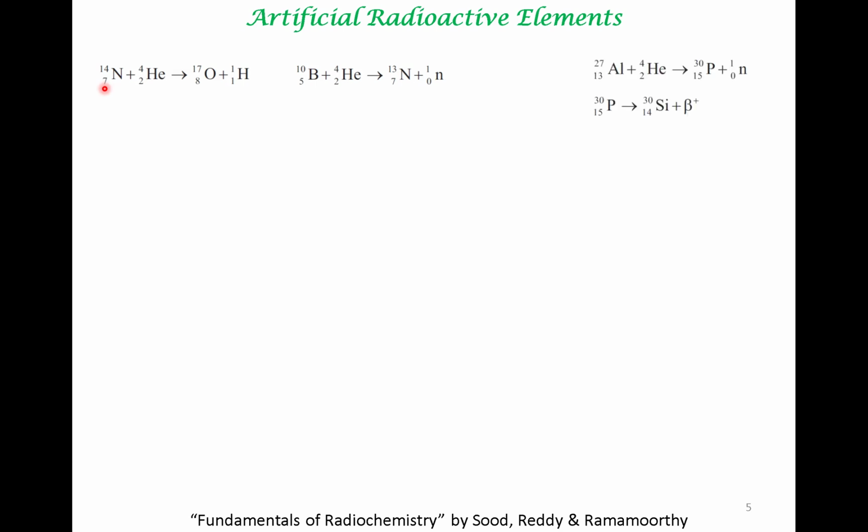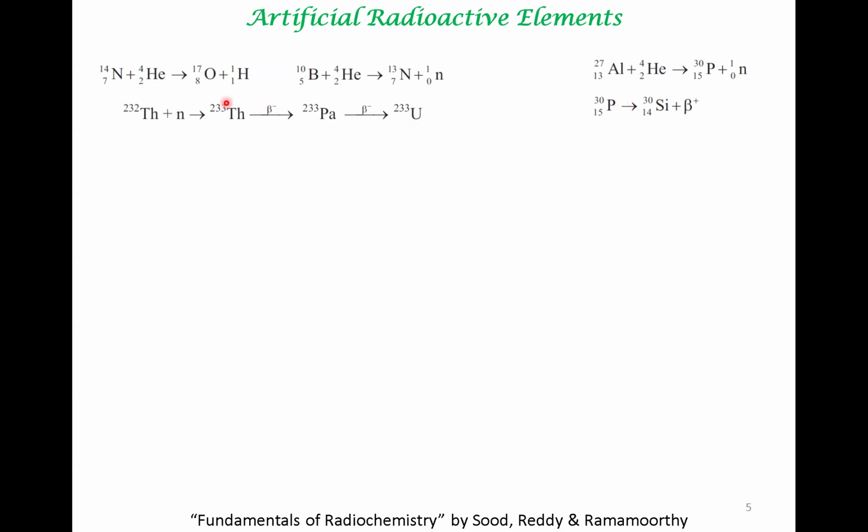So there are many more examples. Here you emanate a neutral particle, a neutron, and so on. Here, the product itself is naturally radioactive. So phosphorus breaks down to silicon and a positron, right? So there are a variety of examples. We will look at these things as we progress in the course.